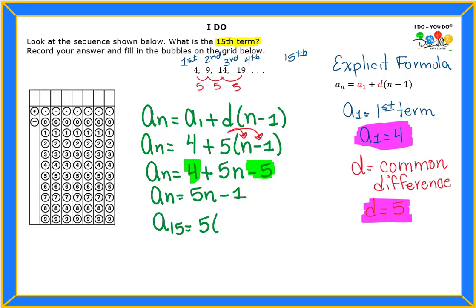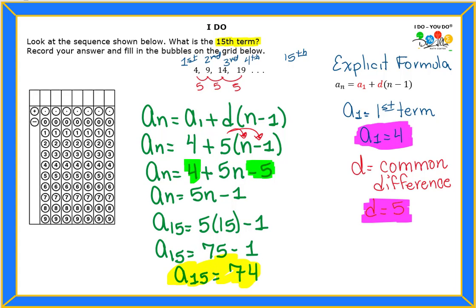So right there where the n is, I am going to replace it with 15. Very good. Okay, and 5 times 15 is 75, and I am going to take away 1. So a of 15 is equal to 74. Exactly. That's my answer right there. And what is the question asking me? They wanted me to find the 15th term, right?